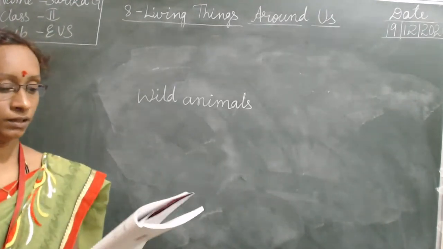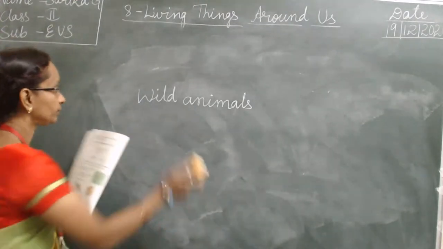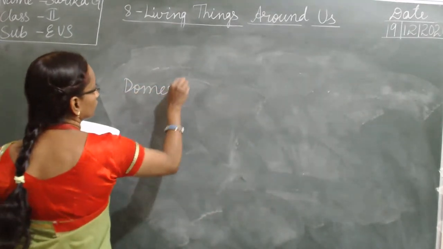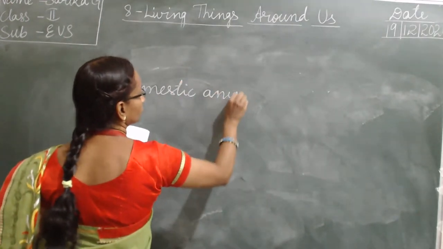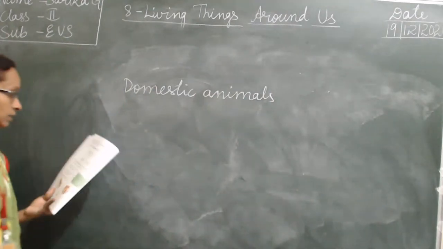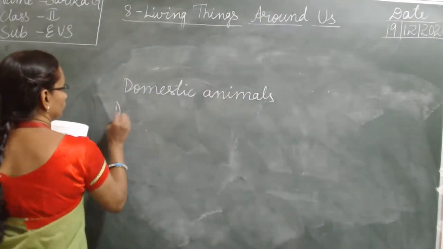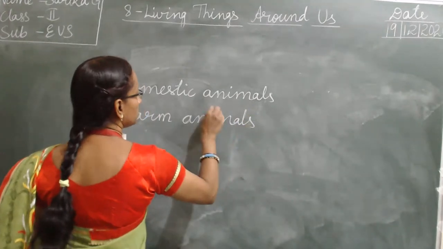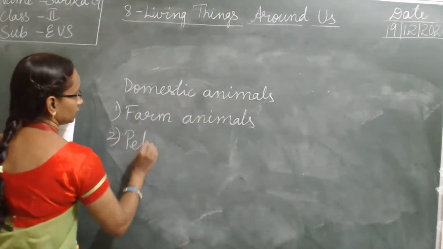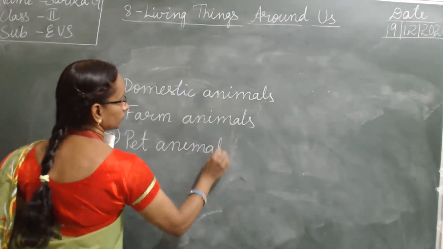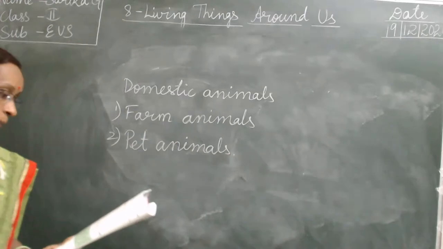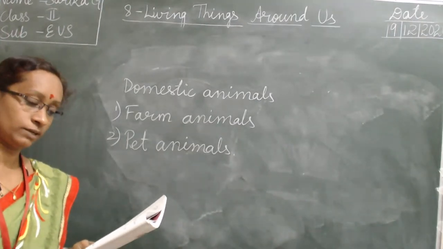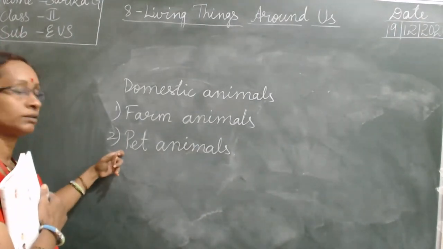Domestic animals can be of two types: farm animals and pet animals. Some people keep animals at home. They are what we call pet animals.